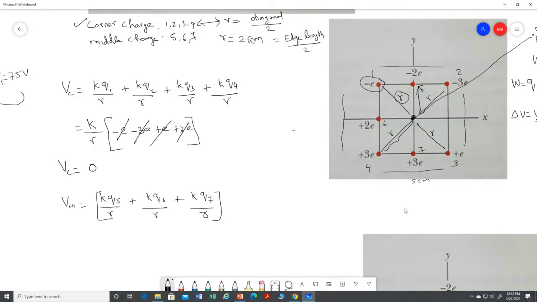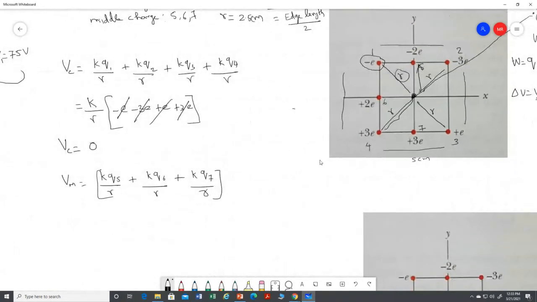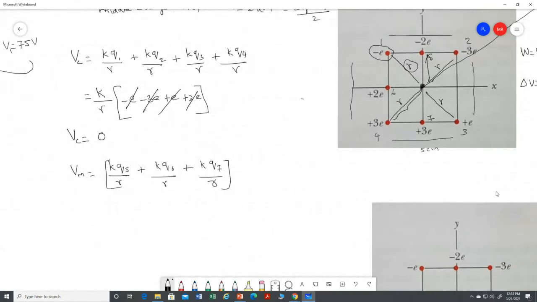Again, for the middle atom, my value of R is 2.5. It's the same value, so I can take the K over R outside. Clear? So what is inside? Could you please tell me the charge value of Q5? What is the value of Q5? Minus 2E. Q6 is plus 2E. Plus Q7, which is 3E. Am I right?